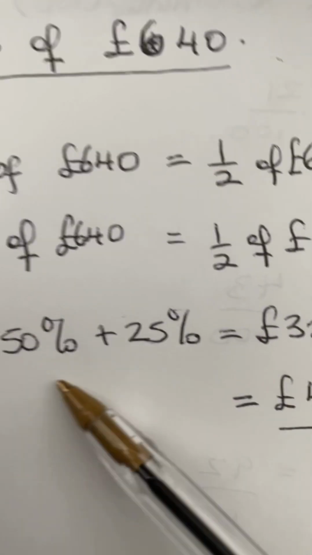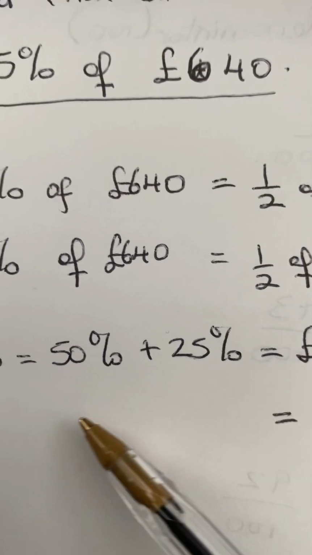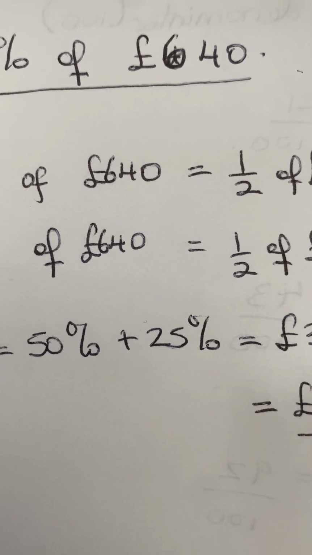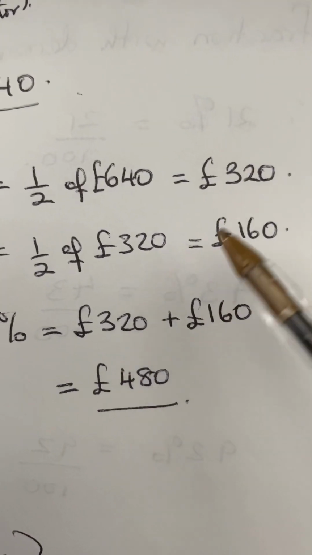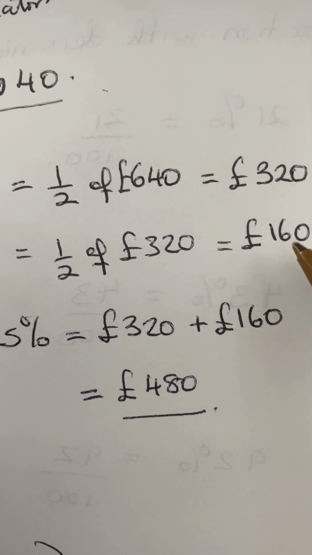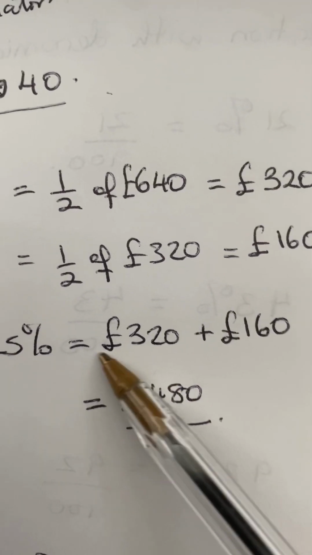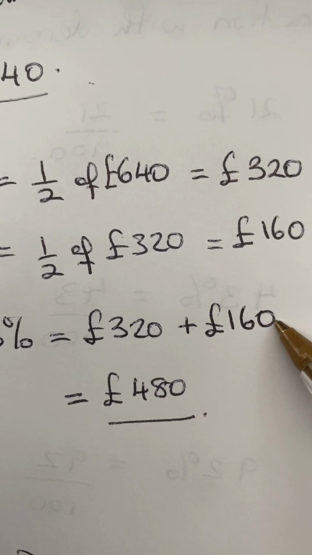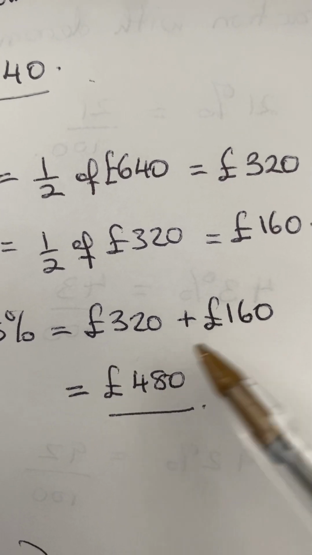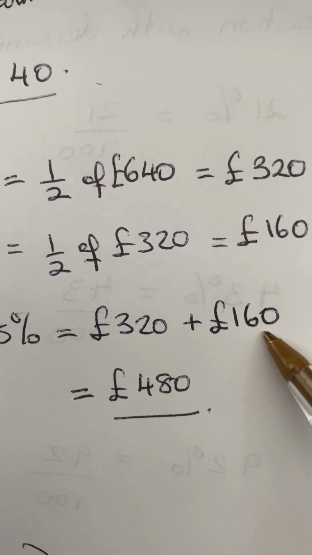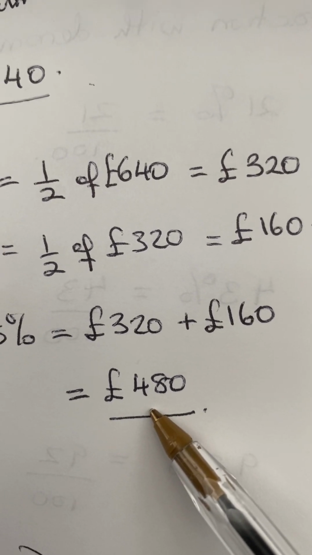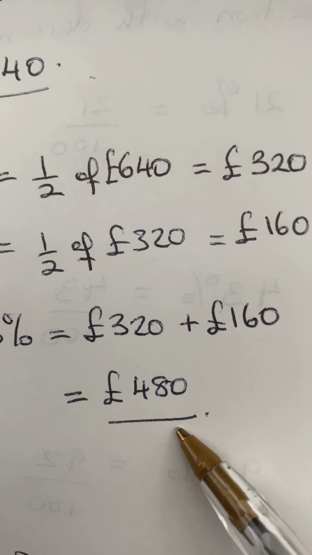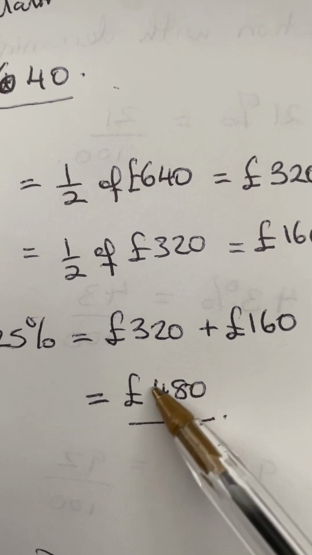So now 75% is 50, add 25, which is what we solved earlier. 320 add 160, which I have written here. And it's easier to add here. So 320, 300 plus 100 will be 400. 20 add 60 will be 80. So our figure is 480.